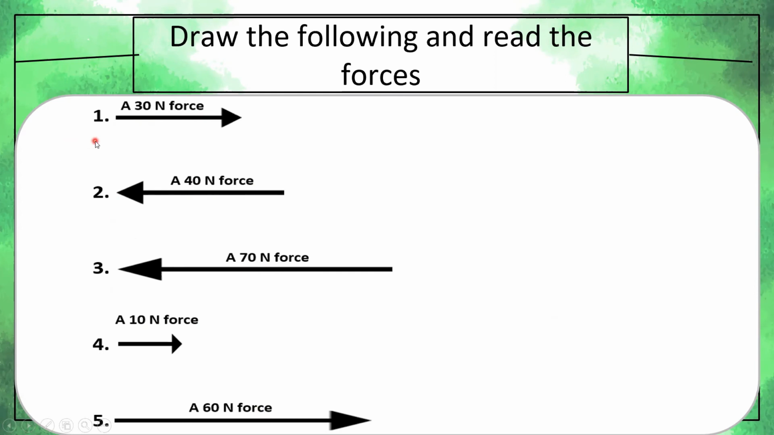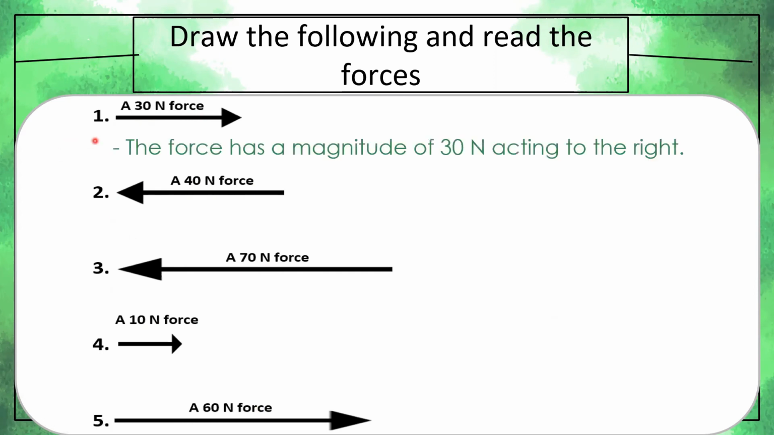Now, I'm going to do number 1 for you to have basis, okay? So, the magnitude is 30 Newton. And the direction is going to the right because of the head of the arrow. So, I will say the force has a magnitude of 30 Newton acting to the right. I repeat. The magnitude is 30 Newton. So I wrote here, the force has a magnitude of 30 Newton. And since the arrow's head is pointing to the right, I will say acting to the right.